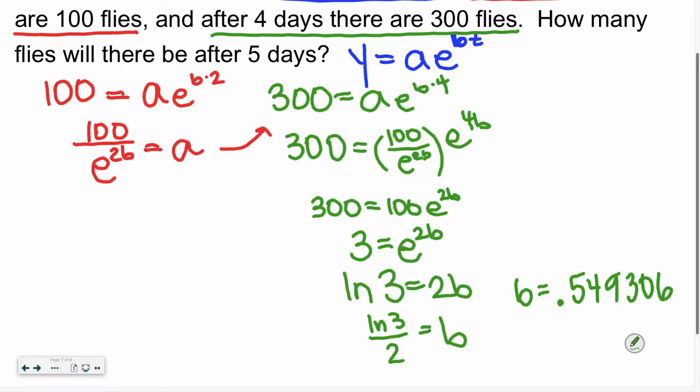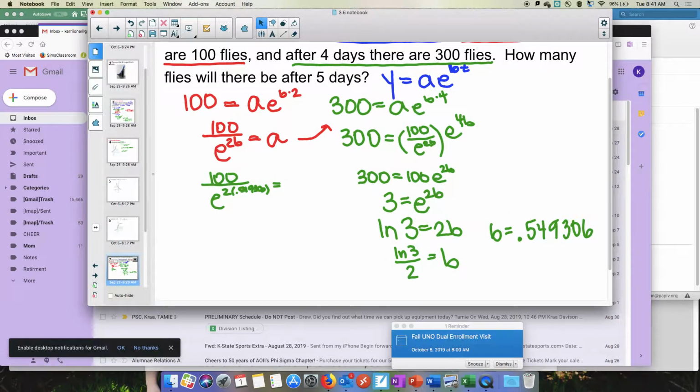Now we can come over here and we can figure out what our A value is. So we have 100 over e to the 2b. And you can even use the b that's in your calculator. Okay, if you press second answer, that brings up the answer from before. You can also arrow up if you have a TI-84. You can arrow up and select the answer. Let's see if, last time I couldn't get my calculator to work. Let's see if it'll work this time.